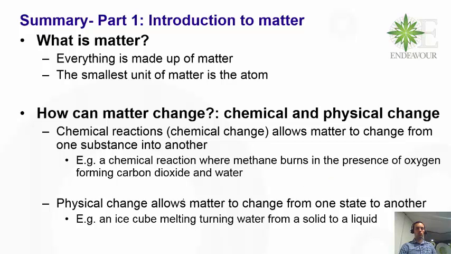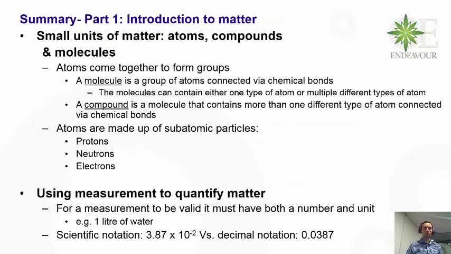And we also looked at physical changes where the matter can change between different states. So for example, water can change from a solid ice form into a liquid and then into a gaseous form. However, when you're doing a physical change, the identity of the matter doesn't change in terms of its chemical structure. So to change chemical structure, you need to do a chemical reaction.